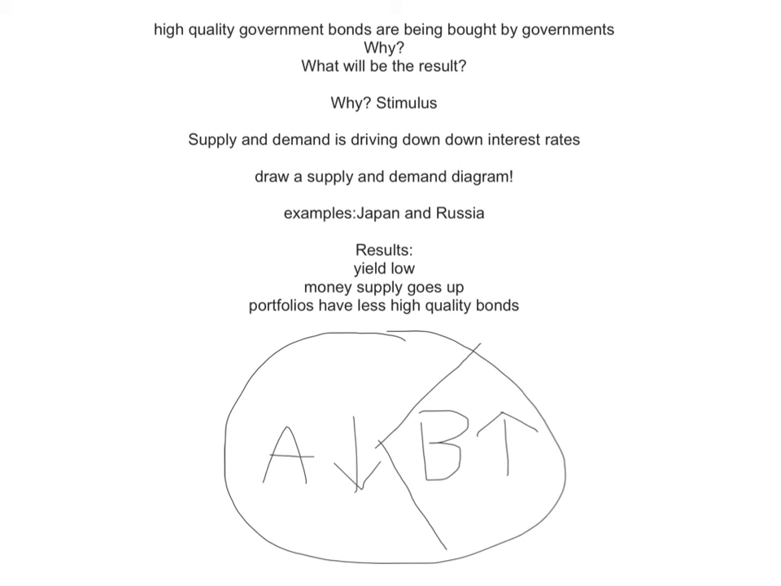So now here what I'm doing is I'm showing the ideas instead of in blocks. I'm showing them sort of explicitly. There you see the things I just talked about. High quality bonds being bought by governments. Why? Stimulus, supply and demand is in play. That's driving down interest rates. Create a supply and demand diagram. What's happening with portfolios? Well, A is going down, B is going up. A is high quality bonds. B is lesser quality financial assets.